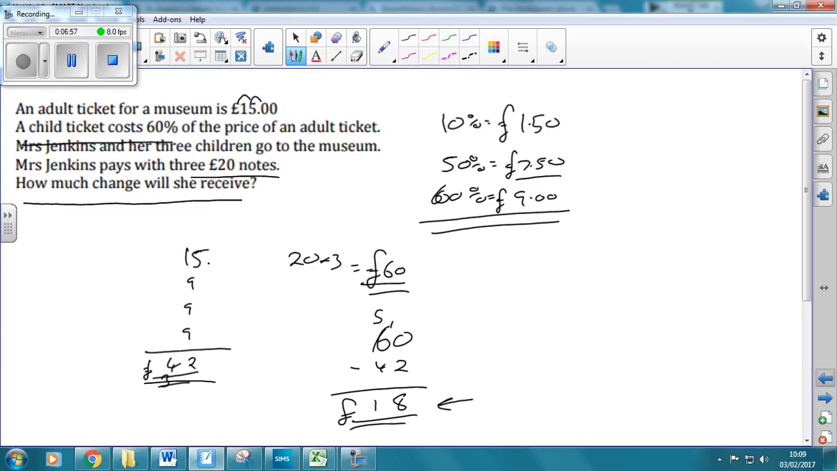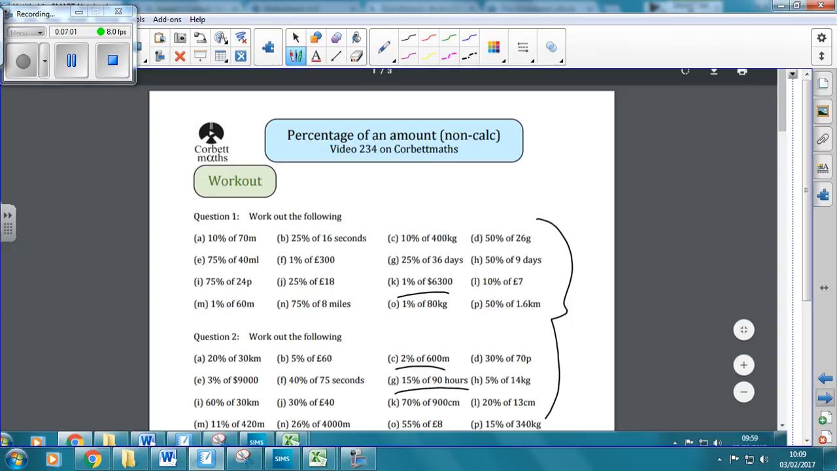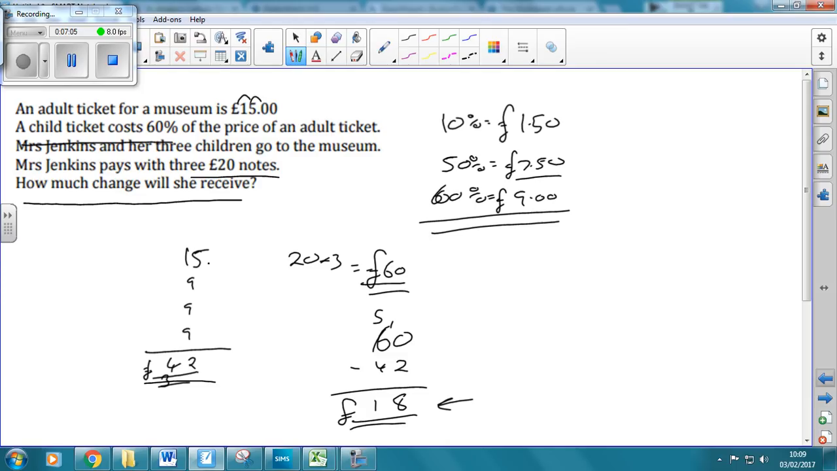Okay, once you've done all that, can I get you to start off, please, on these questions and do at least half the lesson on these questions. Then make sure that you go back and you spend at least half the lesson doing these more applied questions.